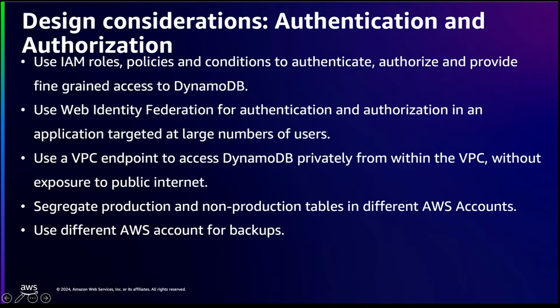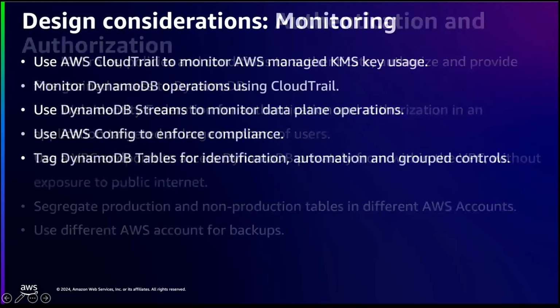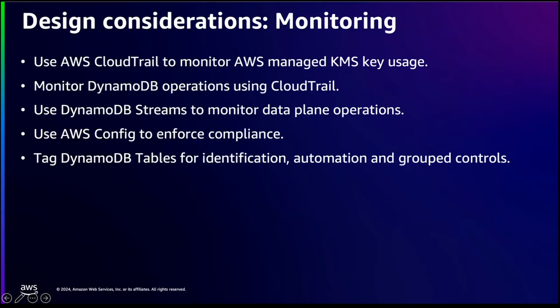Great designs are incomplete without a good monitoring system. You can use CloudTrail to monitor AWS managed KMS keys usage. You can also monitor data plane operations and control plane operations using CloudTrail. Control plane operations are enabled by default. You can also use Amazon DynamoDB Streams to monitor data plane operations and, even more important, react to them in near real time.